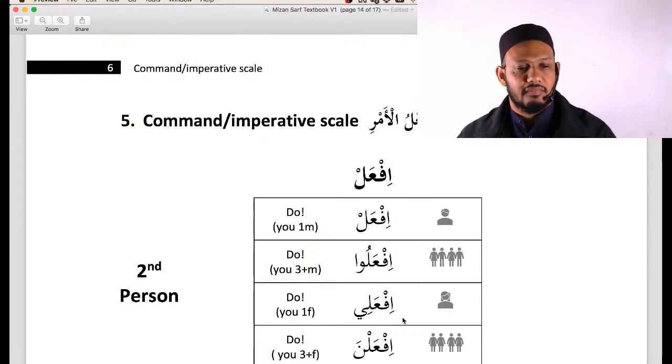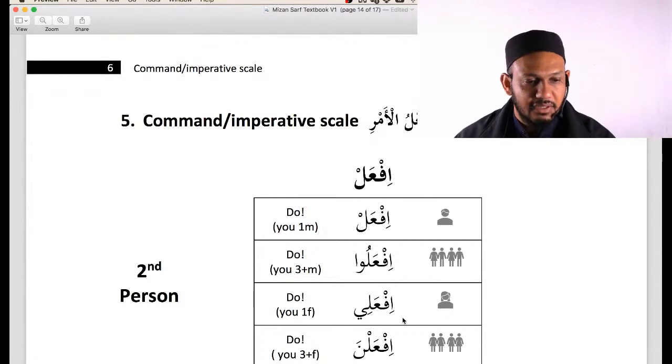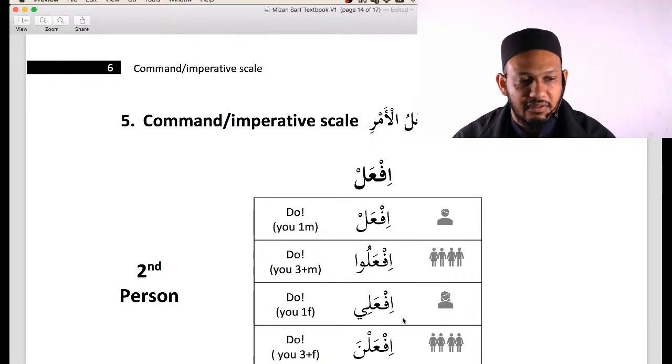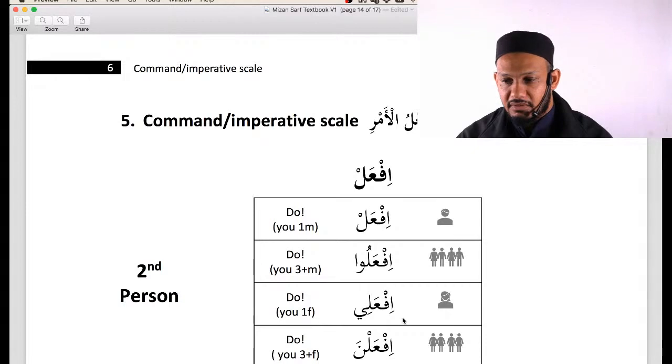So the command scale in Arabic is called fi'lul amr. Fi'lul amr: fi'l means a verb and amr means a command. So fi'lul amr is the command scale. Another word for command is imperative. Imperative. Okay.